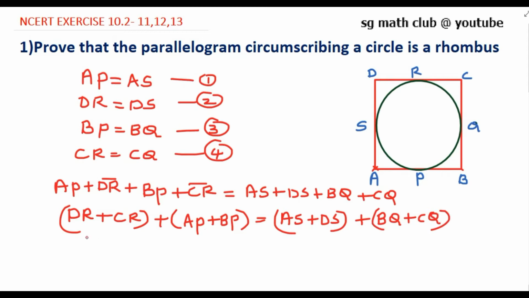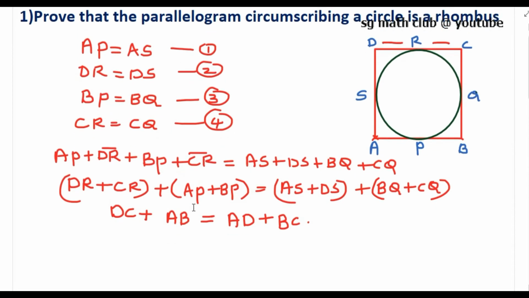Now we can write DR plus CR is DC, AP plus BP is AB, AS plus DS is nothing but AD, and BQ plus CQ is BC. So we got DC plus AB equal to AD plus BC. In the last video we have already proved that for a quadrilateral circumscribing a circle, DC plus AB equals AD plus BC. But here we need to prove that this is a rhombus.